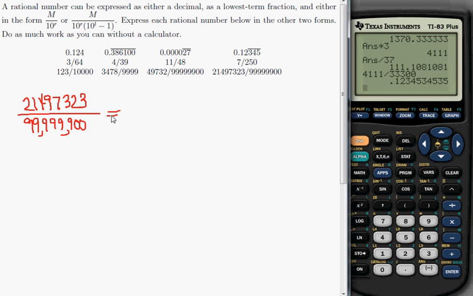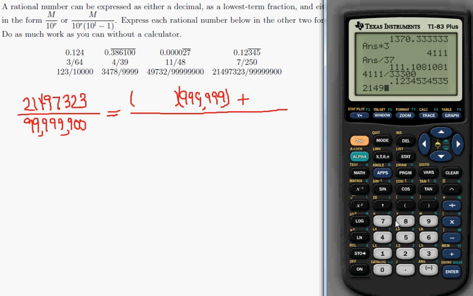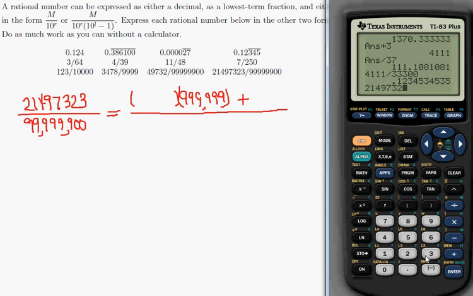So in order to quickly write this as a decimal, I first need to write the numerator as something times 999,999, and get the quotient and the remainder when I divide the numerator by 999,999, the denominator without the 2 zeros. So 21,497,323 divided by 999,999 gives me a quotient of 21.